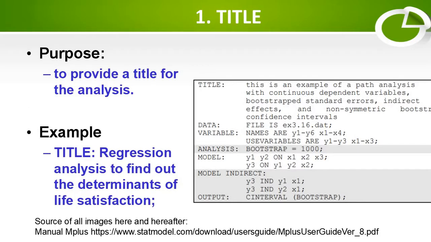First one is the title. The basic purpose of this command is to provide a title to the analysis, which would appear on the top of the output file. And how do we give a title to a file or analysis? When you open a new file in MPlus, this file is called an input file. In the input file, simply on the top, type title, colon, and then give a name which you want to give to the analysis.